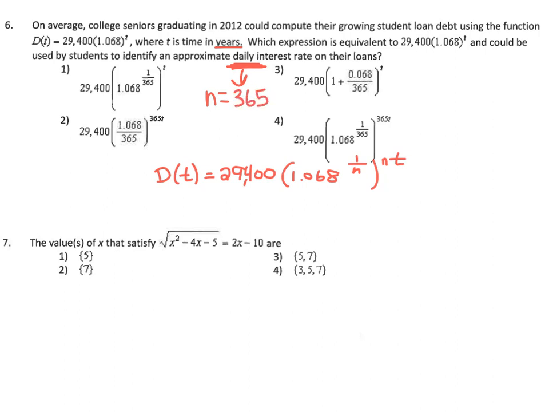So you're just going to replace this n right here, I'm just going to cross it off, with a 365. And then to compensate for doing that, we're going to replace this n right here with a 365. Okay, so just look for what answer choice says that. So it looks like choice 4 right here, okay? So choice 4 is our answer.